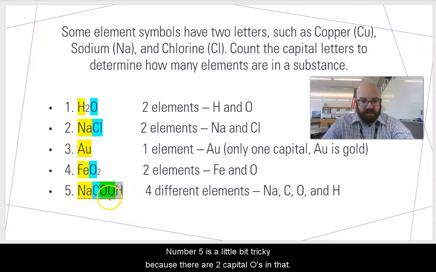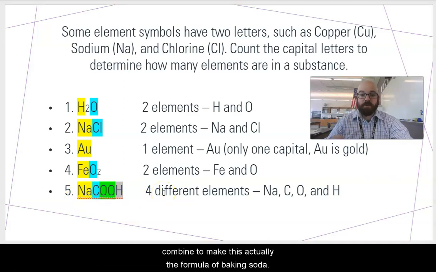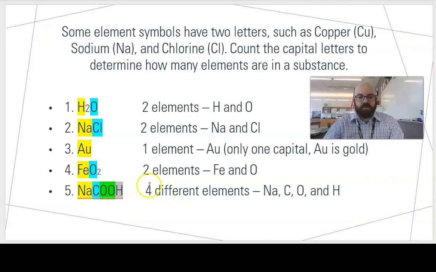Number five is a little bit tricky. There are two capital O's in there. So how many different capital letters are there? There's 1, 2, 3, 4 different elements in this formula. So there's capital N for Na, a capital C for carbon, two capital O's and a capital H, sodium, carbon, oxygen, and hydrogen combined to make this. That's actually the formula for baking soda. So there are four different capital letters, therefore four different elements in that formula.